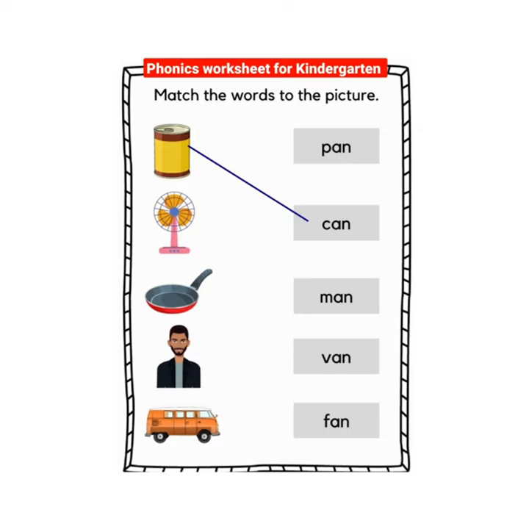Second one is fan, F-A-N, fan. Third one is pan, P-A-N, pan. Fourth one is man, M-A-N, man. And the last one is van, V-A-N, van.